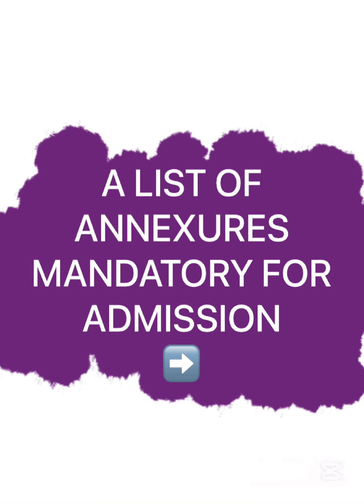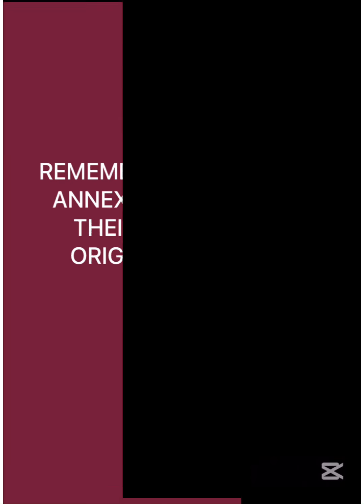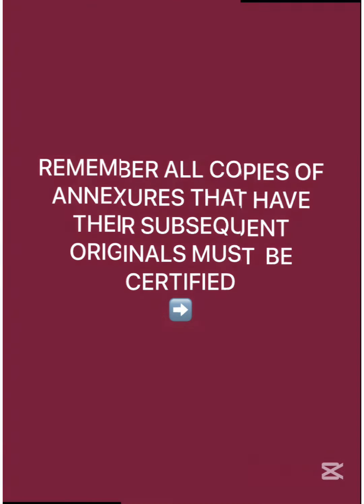How are you going to know the name of the judges? Remember, there is a court roll released by the registrars. You are going to check on the court roll which judges are presiding over your application. Now we are going to move on to the list of annexures mandatory for your admission. Remember, all copies of annexures that have originals must be certified.